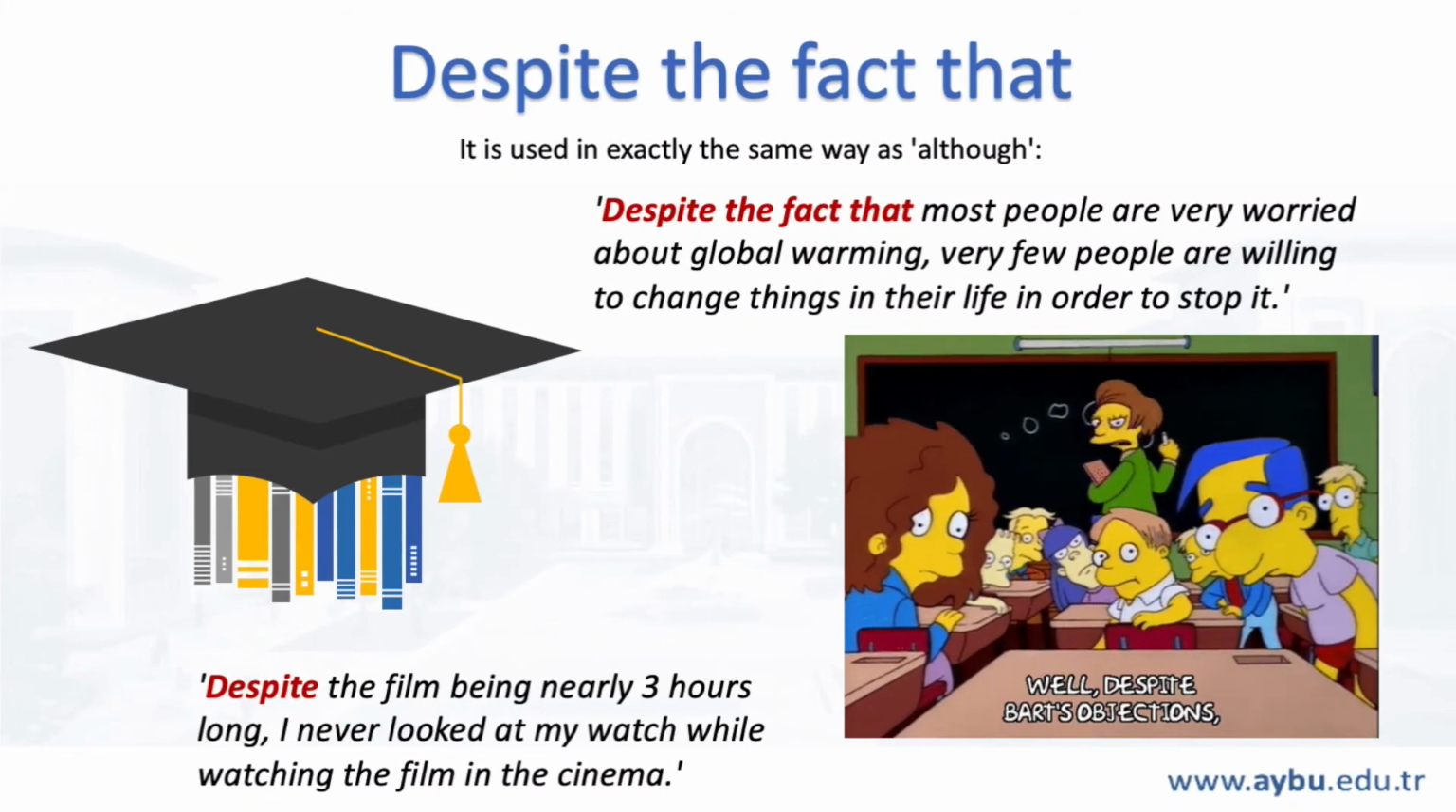You can also use despite, but if you do, it should only be followed by a noun or a noun phrase like heavy rain or the film. Let's look at the example in the second sentence. Despite the film being nearly 3 hours long, as you can see, this is a noun phrase, I never looked at my watch while watching the film in the cinema.